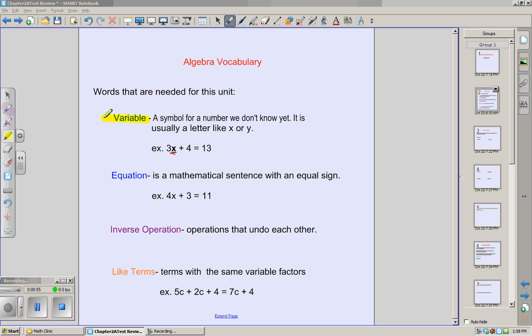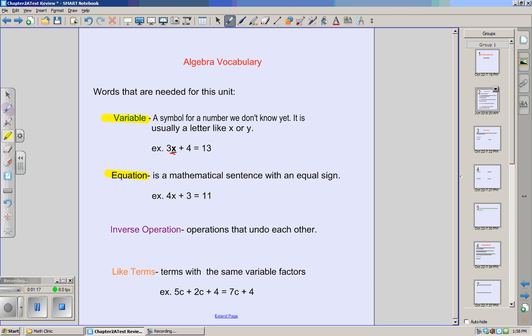The next term is equation. Equation is just a mathematical sentence that contains an equal sign. In this review, we will be doing one-step, two-step, and multiple-step equations. All of these equations have equal signs, and usually they have a variable in them.